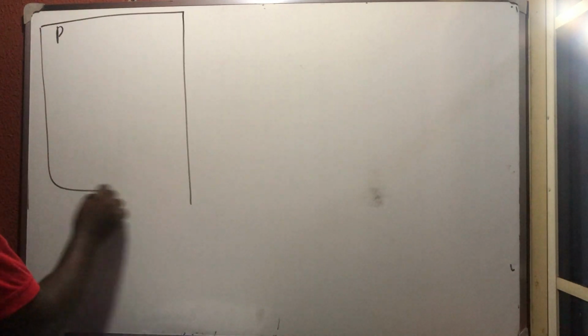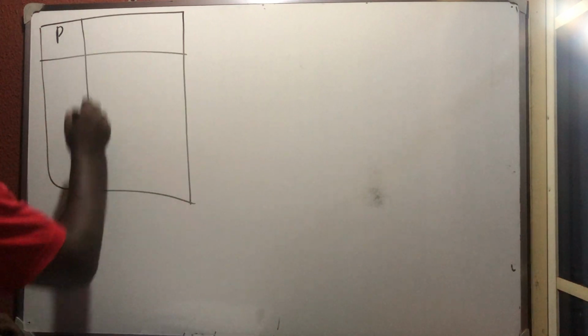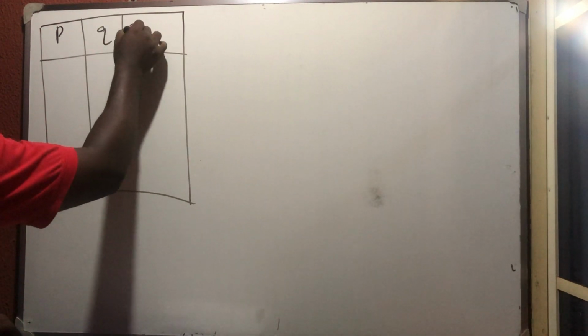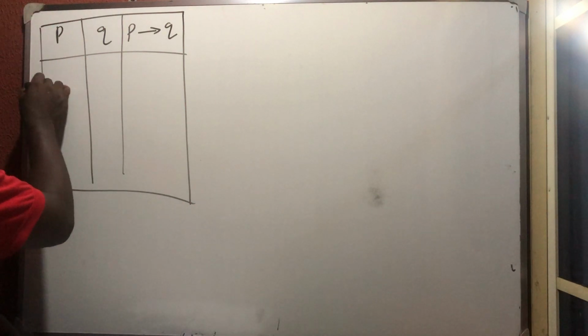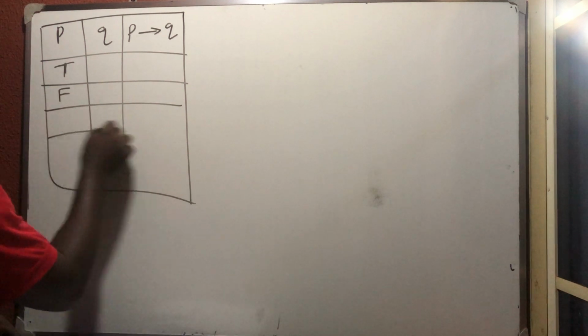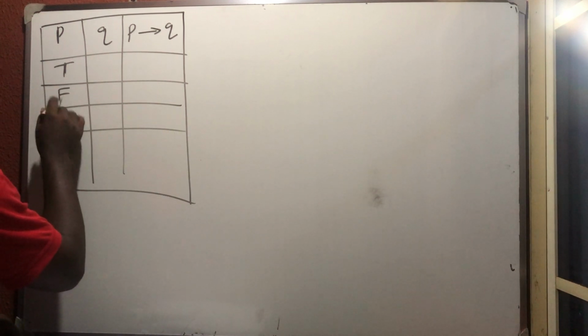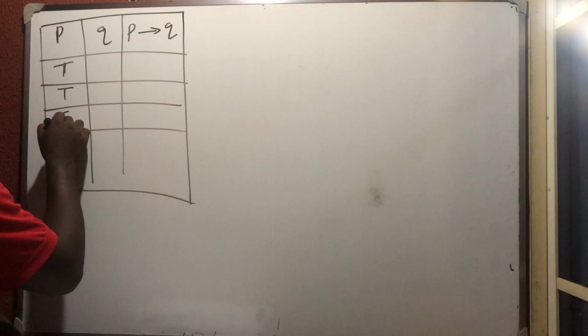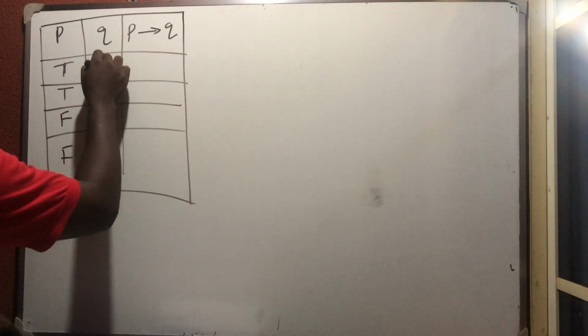And in implication, how do we do implication? Look at implication here. P, let's do the truth table of implication. Look at the truth table of implication here, so that you will get Q, P implies Q. So we have truth, false, truth, false, truth, false.